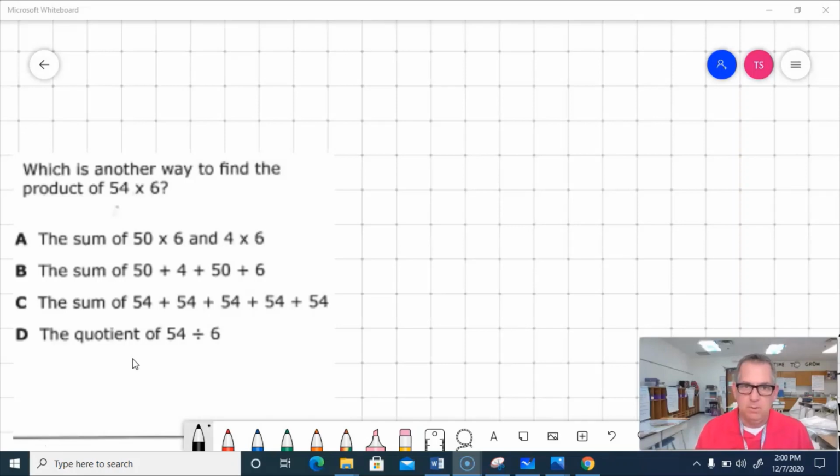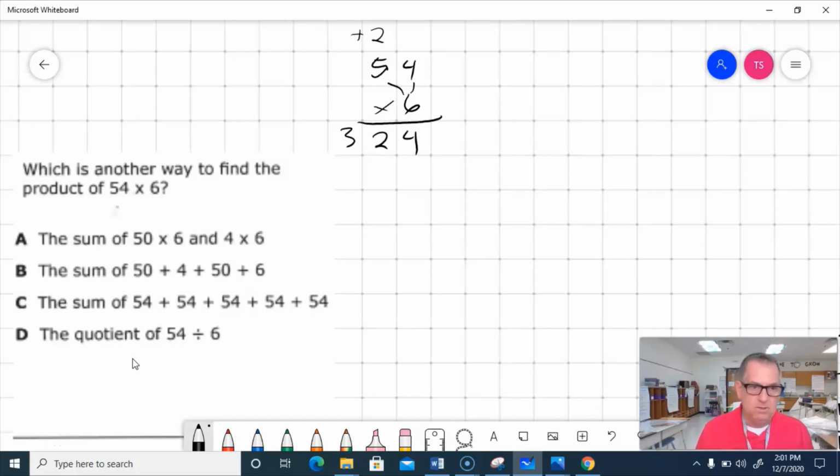Okay, let's check and see. We'll do the standard algorithm. So that's 54 times 6. Multiply 6 times 4 first. 6 times 4 is 24. So I'm going to add that after I multiply by tens place. And then 5 times 6 is 30, plus 2 would be 32. So it's 324. So let's go ahead and work out the different answer choices.